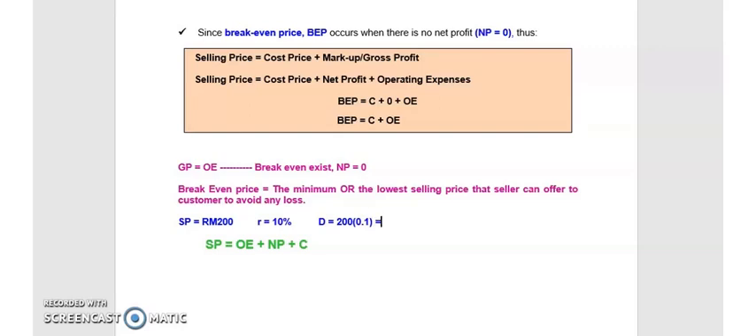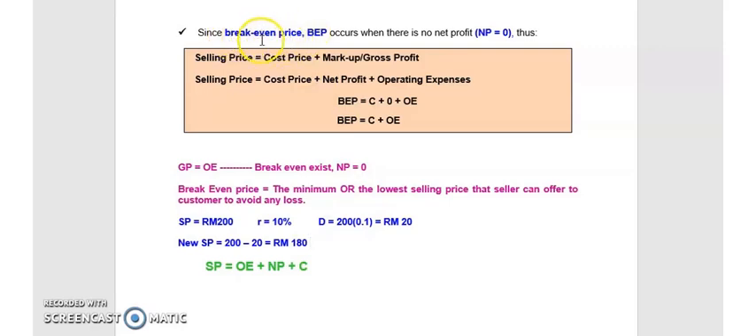So 10% from 200 ringgit is 20 ringgit. So if you give a discount of 20 ringgit, what is your new selling price? The new selling price will be 200 ringgit minus the amount of discount, 20 ringgit. So your new selling price will be 180 ringgit. Now you need to know, if you sell at 180 ringgit, did you suffer a loss or did you still gain profit? That is why we need to know what our break-even price is.